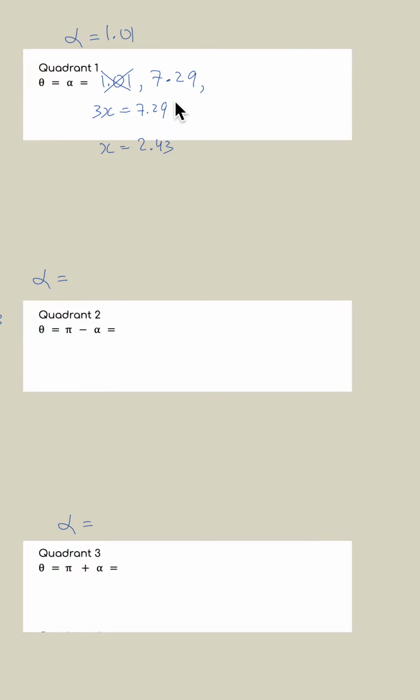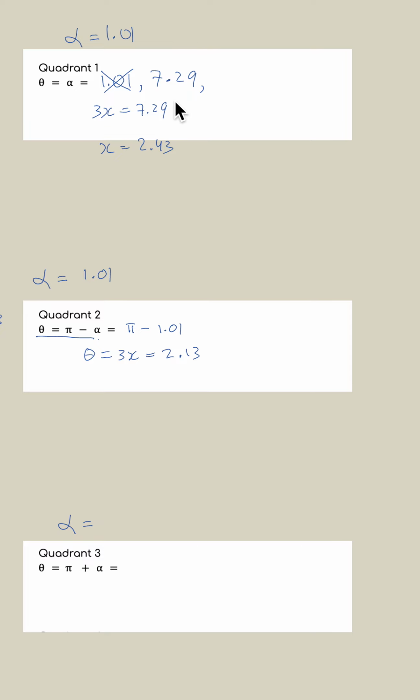How about quadrant 2? Alpha is 1.01, and for quadrant 2, the value of theta is pi minus alpha. In this case, pi minus 1.01. So theta is equals to 3x, which is equals to, we just press calculator, pi minus 1.01, 2.13.